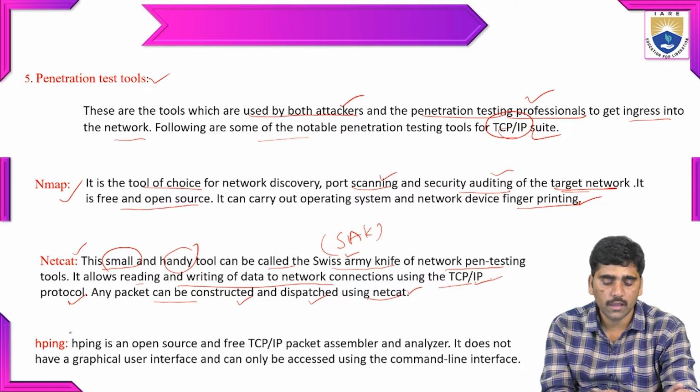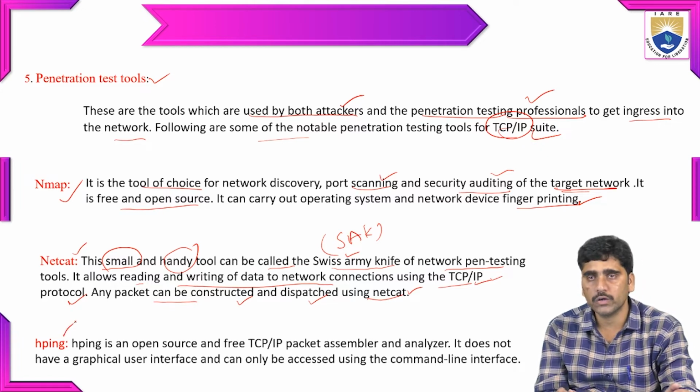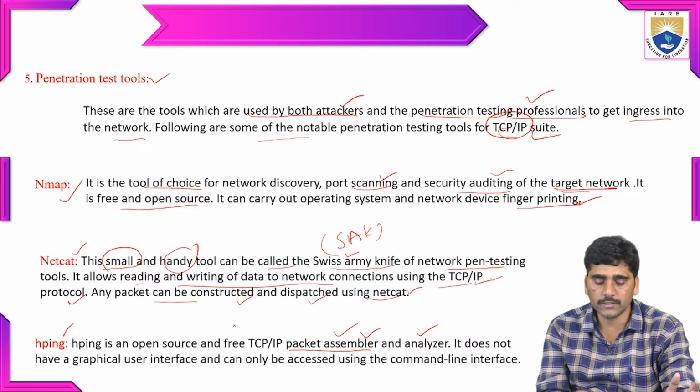And the next one, the HPing tool. HPing is an open source and free TCP/IP packet assembler. We can call it a packet assembler and packet analyzer, and it is open source and free.